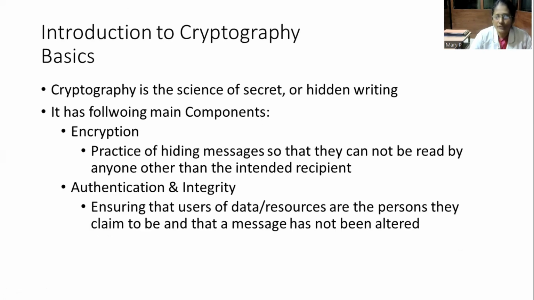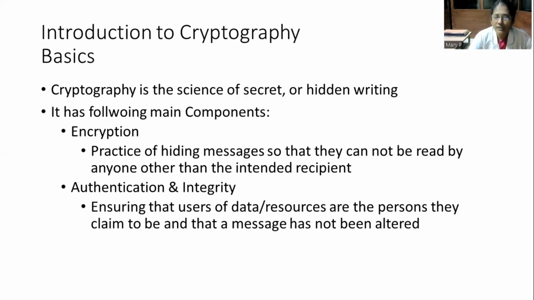What are the basics of introduction to cryptography? Cryptography is the science of art. Using this art, we hide the original message. There are two components in cryptography: one is encryption, and the other is authentication and integrity. What do you mean by encryption? You have to send the original message, but not directly in its actual form. You convert that message into some other form. That is called hiding, or encryption. If you do the encryption process, a third party cannot read the message.